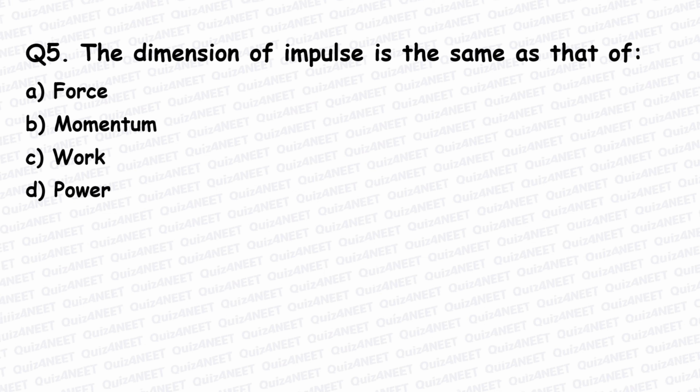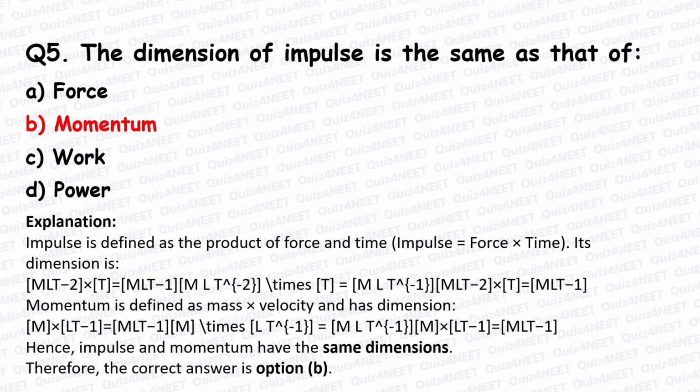Q5. The dimension of impulse is the same as that of A. Force, B. Momentum, C. Work, D. Power. Answer: B. Explanation: Impulse is defined as the product of force and time. Impulse equals force times time. Its dimension is MLT^-2 times T, equals MLT^-1. Momentum is defined as mass times velocity and has dimension M times LT^-1, equals MLT^-1. Hence, impulse and momentum have the same dimensions. Therefore, the correct answer is option B.